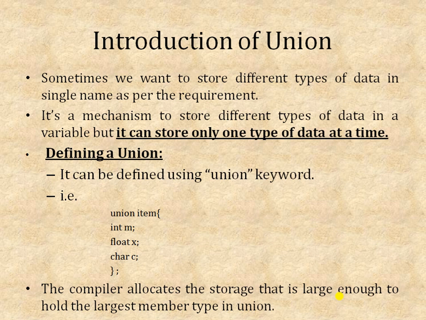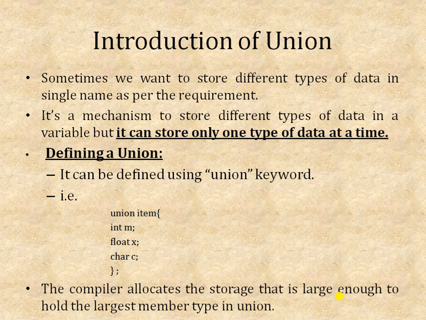Next topic is introduction of union. Union is a little bit similar to a structure, but the only difference is that in a union we can store only one value at a time, though we are having different members as a part of union. Sometimes we want to store different types of data in a single name as per the requirement. Then union is a mechanism to store different types of data in a variable, but it can store only one type of data at a time.